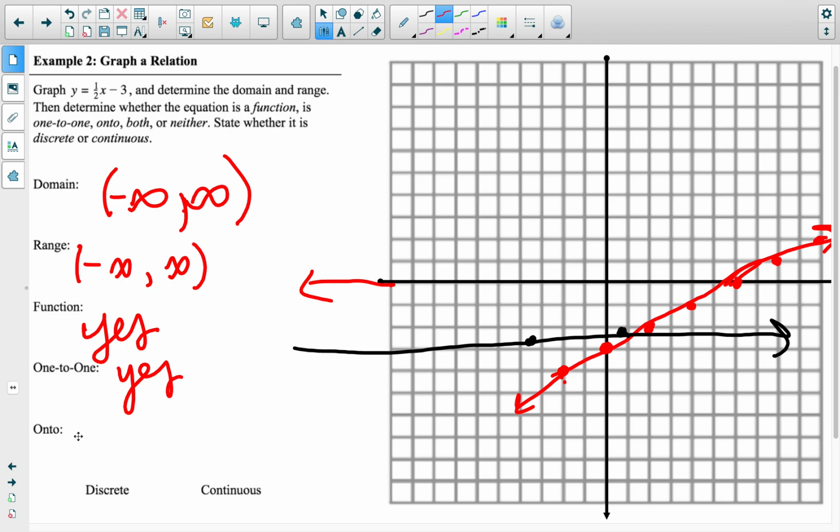And then is this onto? Do we have any y's that don't have any buddies? No, so we do have an onto function. And this is continuous because it is a line.